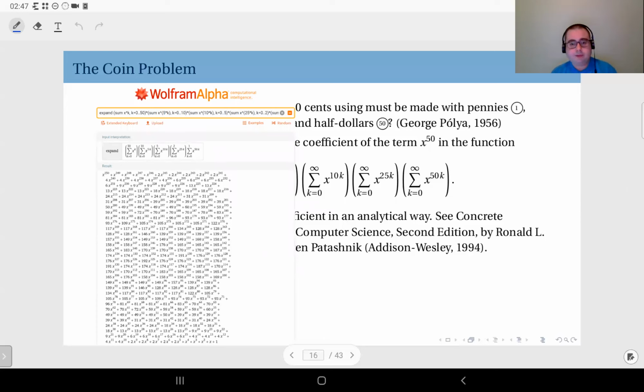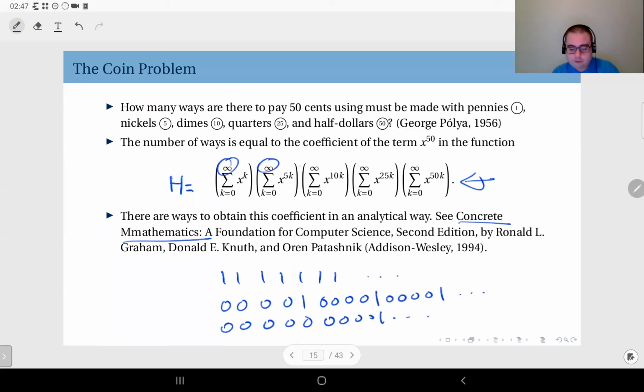You can just expand this expression we have seen here, this polynomial function, and well, obviously it cannot give you the entire list, but what I have done here is I limited it up to 50, because, well, for instance, these are the sums going all the way to infinities. But to construct 50, I don't need all the terms. I just need this all the way to 50, this one just to 10, because, well, I'm not going to ever need 11 nickels to construct 50.